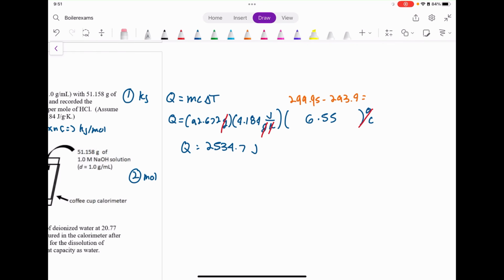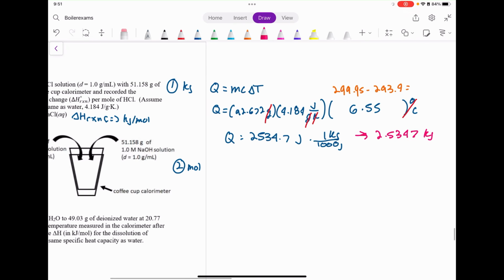Let me be rigorous. There are 1,000 joules in 1 kilojoule. Therefore, we have 2.5347 kilojoules. Okay, so there's our answer to the first step. We know how much heat is being released. Now let's figure out how many moles are reacting.